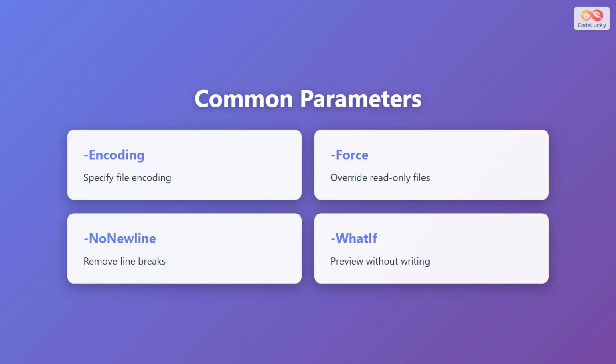Set-content supports several useful parameters that give you more control. The -encoding parameter lets you specify the character encoding for the file, such as UTF-8 or ASCII. The -force parameter allows you to override read-only attributes on files. The -NoNewline parameter removes line breaks from the end of your content. And the -WhatIf parameter is particularly helpful because it shows you what would happen without actually writing anything, letting you test your command safely.